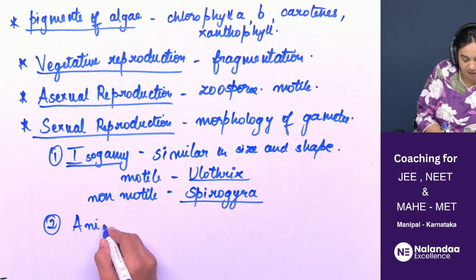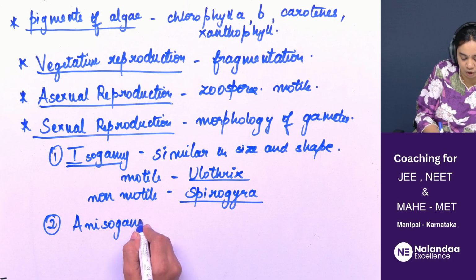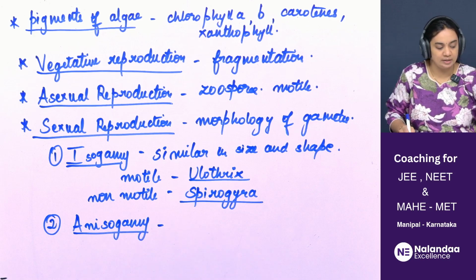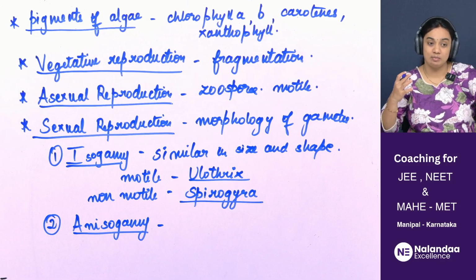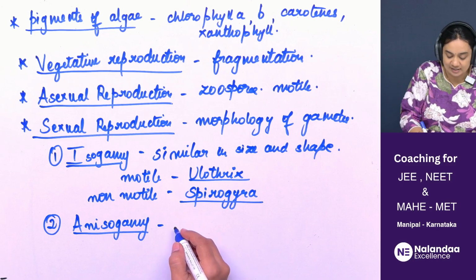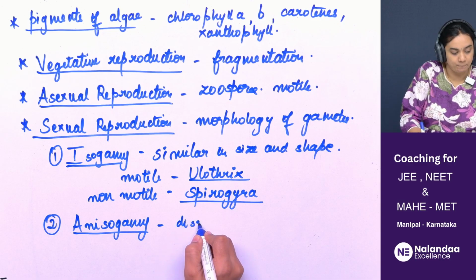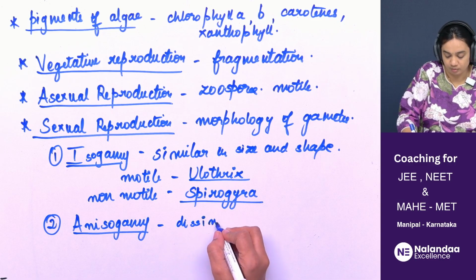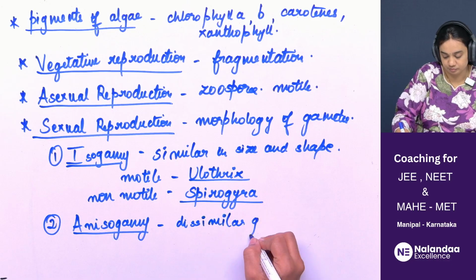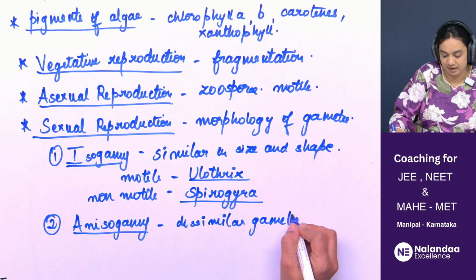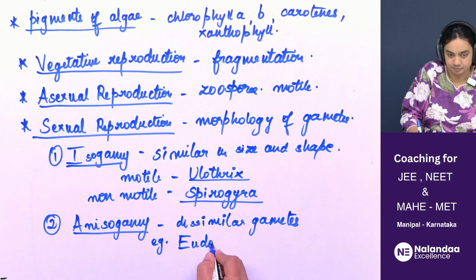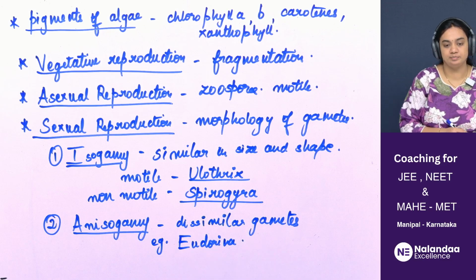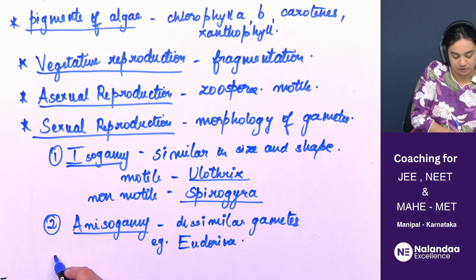Then anisogamy, dissimilar in shape and size. Generally it will be flagellated or non-flagellated gametes, that doesn't matter, but they will not be of the same size. One might be smaller, the other one might be large. So that is anisogamy, dissimilar gametes which may be flagellated. Example, Eudorina. So this is an example of anisogamy.